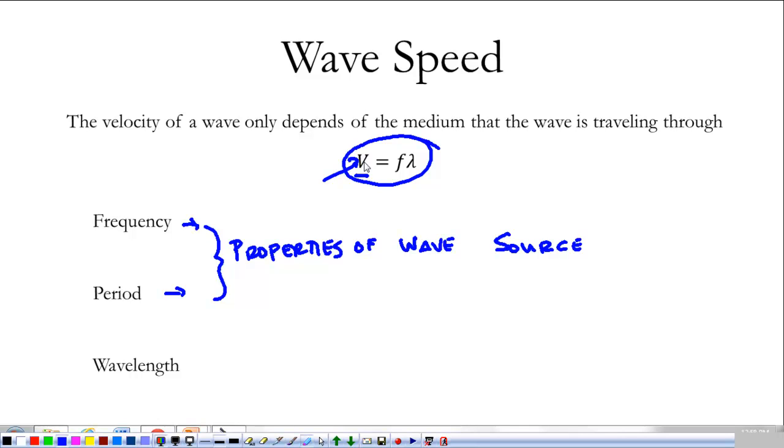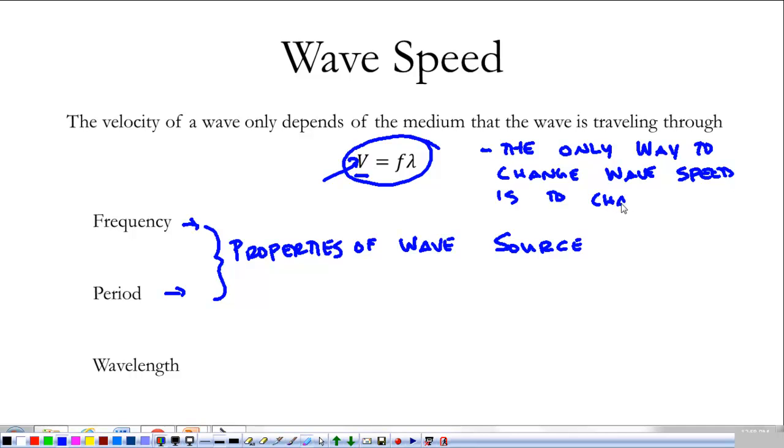Same thing with the spring waves that we're going to play with in class tomorrow. Looking at that, a wave can only move through that at a certain speed. It doesn't matter how hard you snap the spring to make it move. It's going to go at that speed unless I somehow change the medium. And so really what we need to write down is the only way to change wave speed is to change the medium.